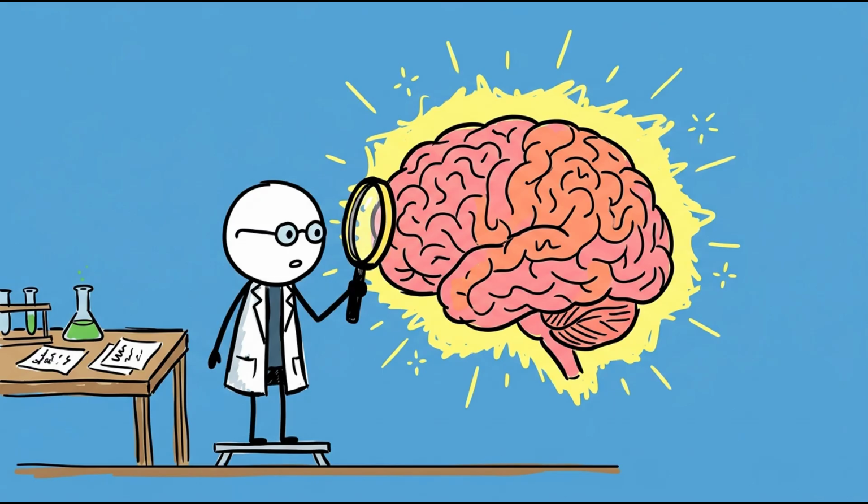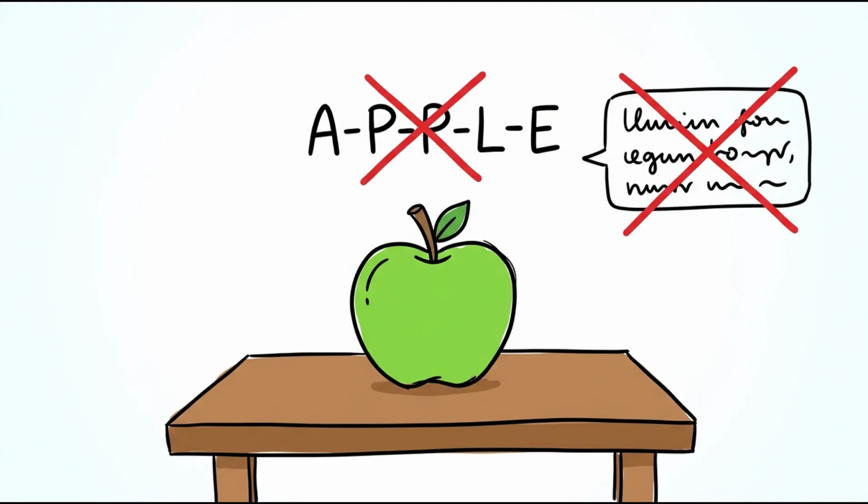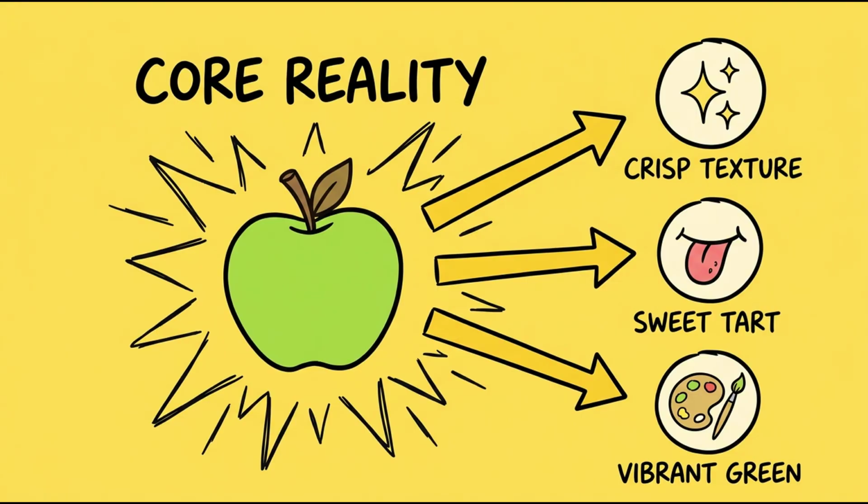To understand why pictures work so much better than text-based translations, it helps to look at how your brain naturally stores concepts in the first place. When you look at a crisp, green apple sitting on a table, your brain doesn't actually see the letters A, P, P, L, E, and it doesn't see the translated word in your native language either. Instead, it instantly experiences something much more direct, a sensory concept, a crisp texture, a sweet tart taste, a vibrant green color, all at once. This sensory experience is really the core reality behind the word.